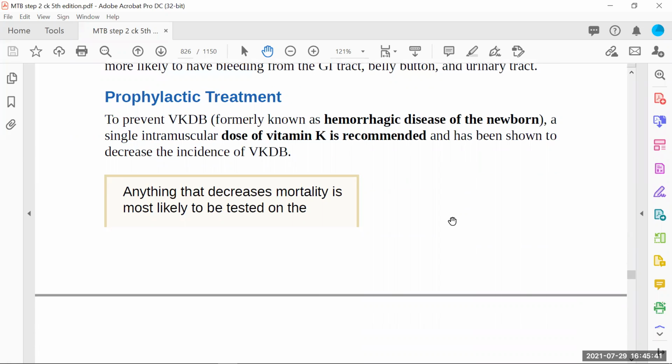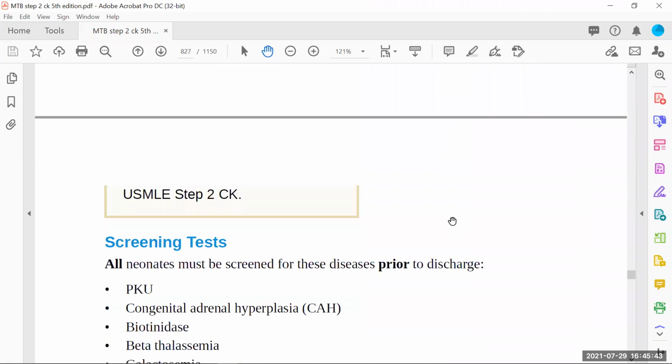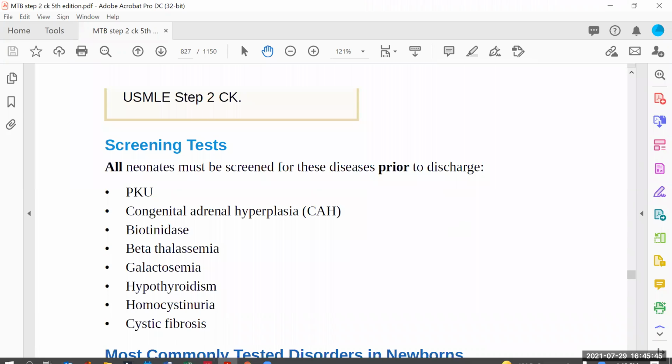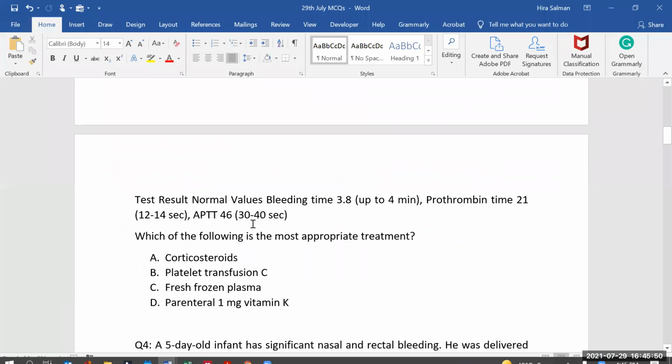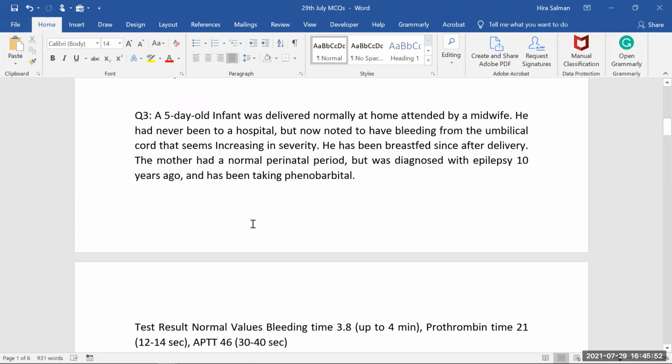Now, anything that decreases mortality is most likely to be tested in this type of question. So let's have a look at the questions. Here the question is saying a 5-day-old infant was delivered normally at home. So once home delivery is mentioned, always think about hemorrhagic disease of the newborn.